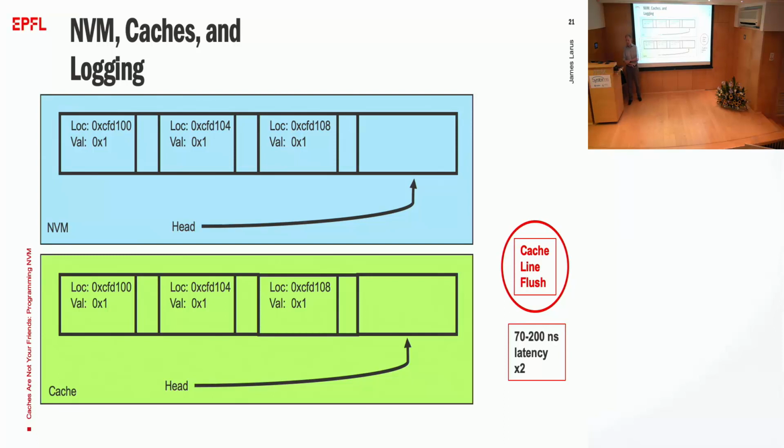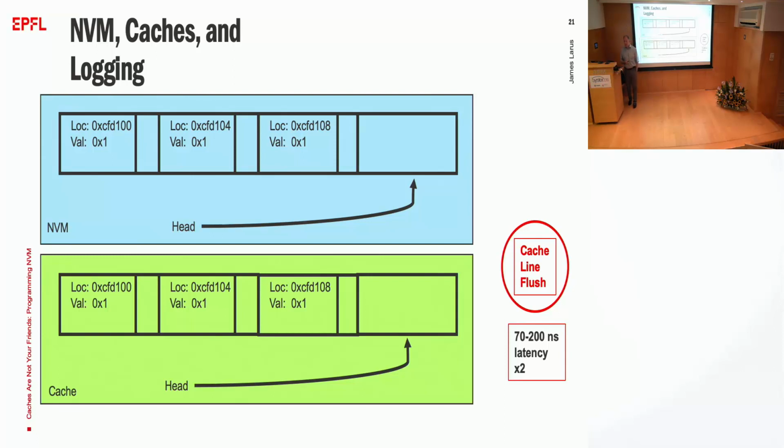Each one of those Cacheline flushes has to go across the memory bus. It has to go to the memory controller. It has to go to the non-volatile memory, and then a response has to come back. And it's a blocking operation because we have to wait to see that the flush actually occurred. Latency is somewhere about 70 to 200 nanoseconds, depending on your system. And we have to do 2 of them.